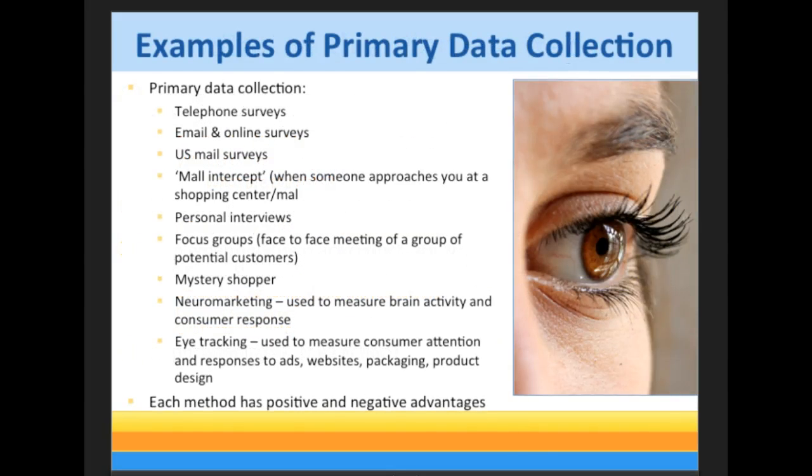So here are some examples of primary data collection. Telephone surveys, email and online surveys. Back in the olden days, we did U.S. mail surveys. Have you ever been in a mall when somebody asks you to answer a few surveys? That's called a mall intercept survey. Personal interviews. Focus groups. Focus groups are when a group of people come together, and they're usually paid by the brand, to answer questions about the brand.